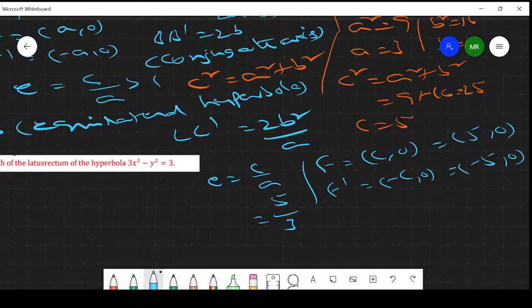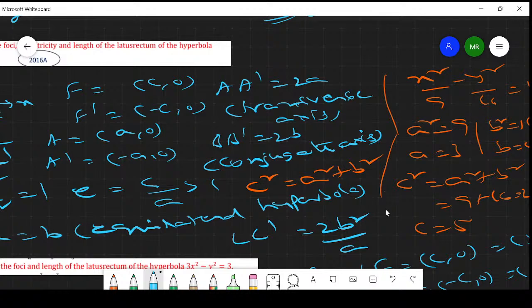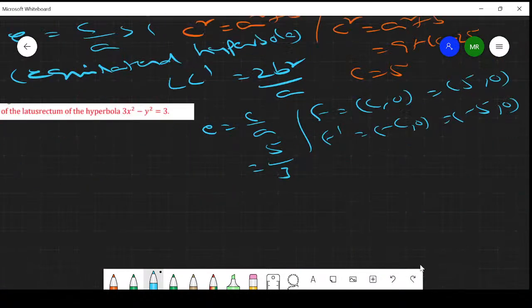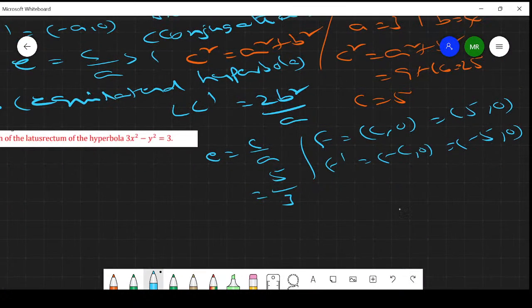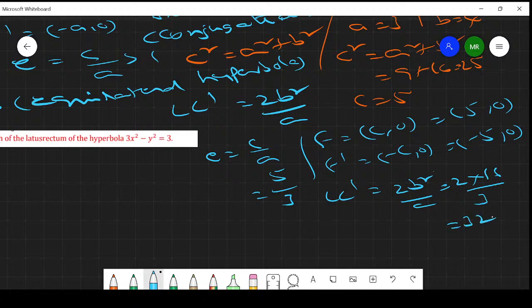Eccentricity done. They are asking the length of the latus rectum. See in the problem they are asking the length of the latus rectum, 2b square by a. L L dash is the length of the latus rectum. You can write in words only. 2b square by a. 2 into what is b square? b square we know is 16, a is 3. Then it comes to 32 by 3. This is the length of the latus rectum, 32 by 3. I hope you understood that.